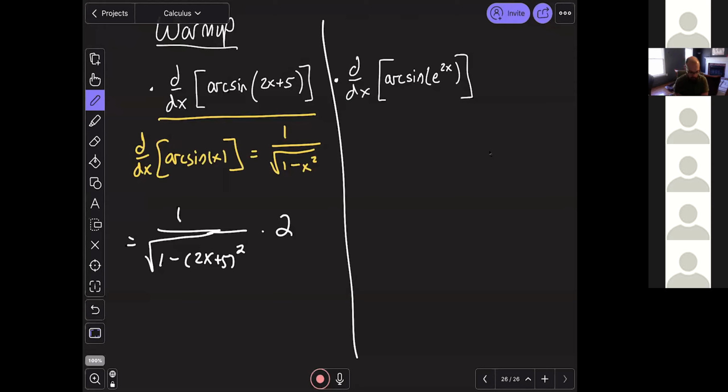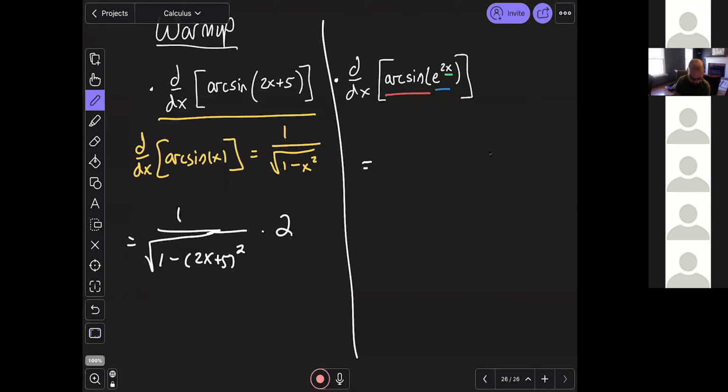What I want you to observe with this one is that the outside function is arcsine, then we have an inside function, which is e to the x, and then we have another inside function, which is 2x, right? So there are three layers of this one that we have to unpeel. Each time we go through chain rule, we think about what our next inside function is, and we keep multiplying by those derivatives.